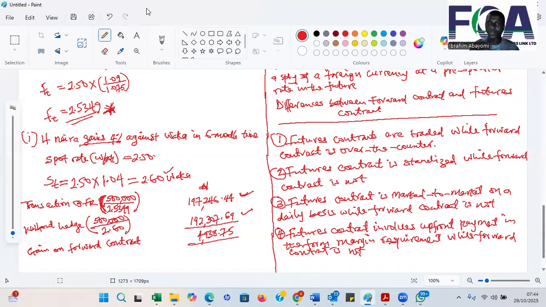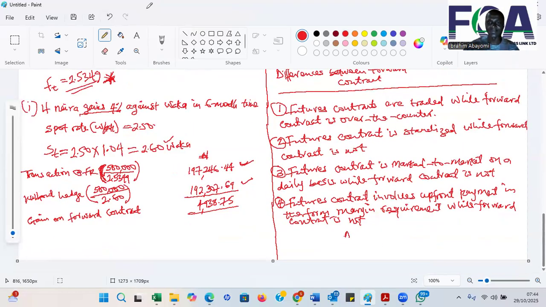Number three, futures contract is marked to market. That is, gains and losses are settled on a daily basis. At the close of every trading day, the contract must reset. So we have to settle the party that is gaining and the party that is losing. Let me explain this so that it's clear.